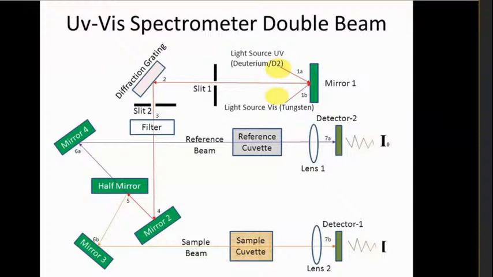tungsten lamp. Another thing is, after the absorbance, the molecule's light hits the mirror, which reflects the light to the diffraction grating. After that, the light passes through the filter to mirror 2. This mirror 2 reflects the image to mirror 4. Mirror 4 transfers the image to detector 2.